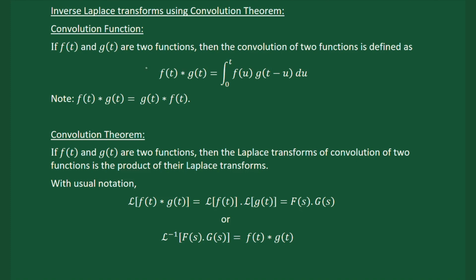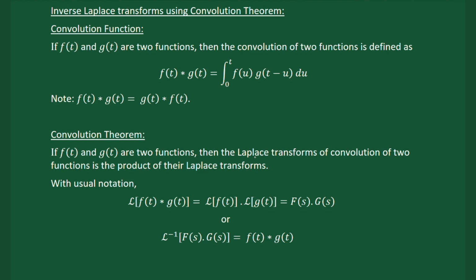Here, this star represents the convolution operator. Next, coming to the convolution theorem, if f of t and g of t are two functions, then the Laplace transform of convolution of two functions is the product of their Laplace transforms. So here the notation explains the meaning of the theorem, that is, L of f of t star g of t is equal to L of f of t into L of g of t. This is an ordinary product and this is a convolution operator.